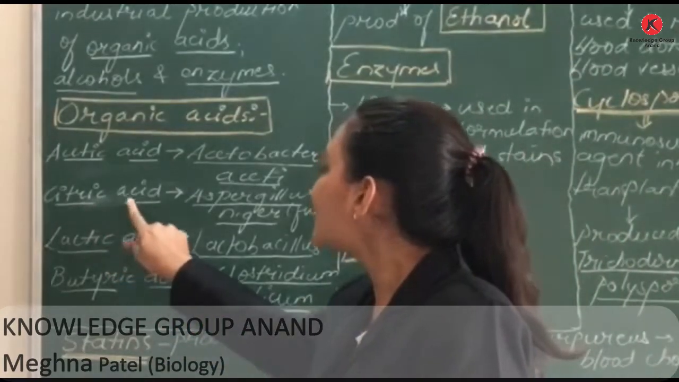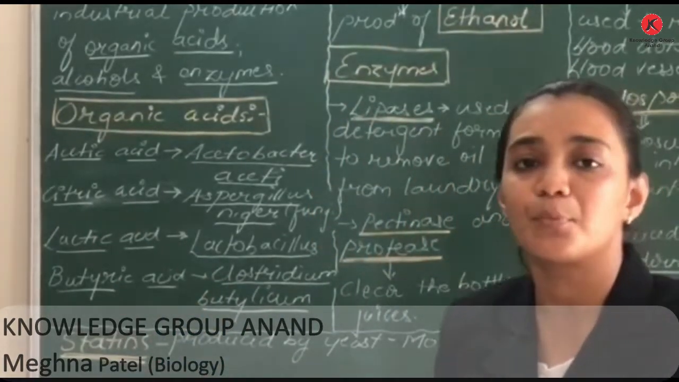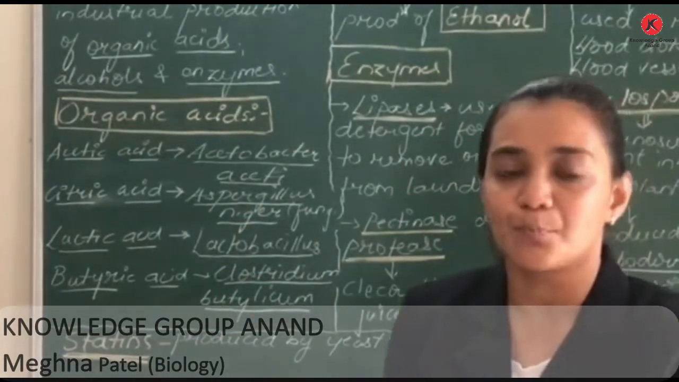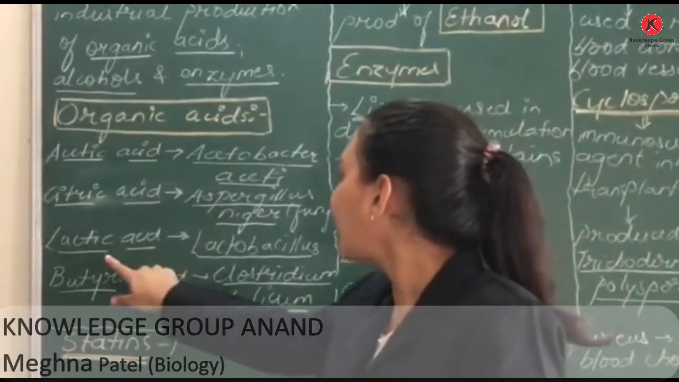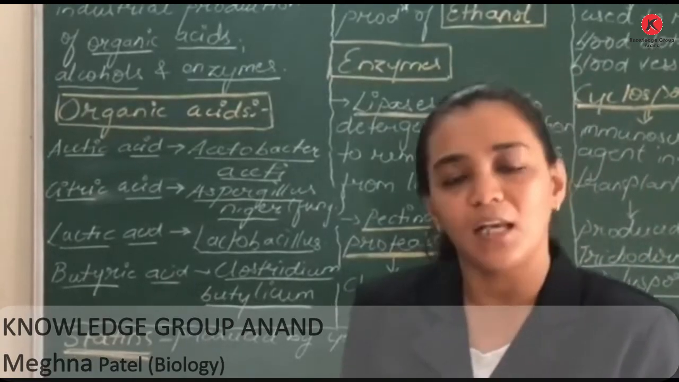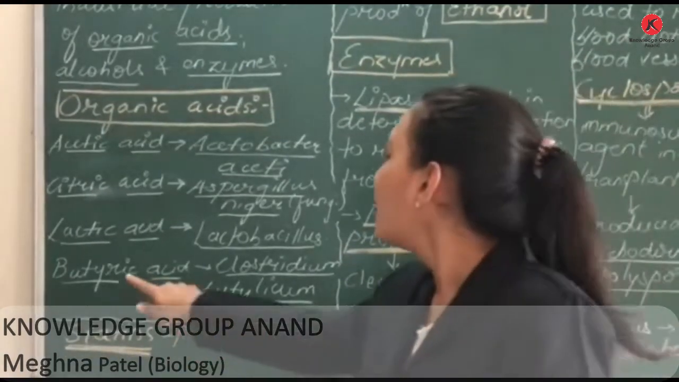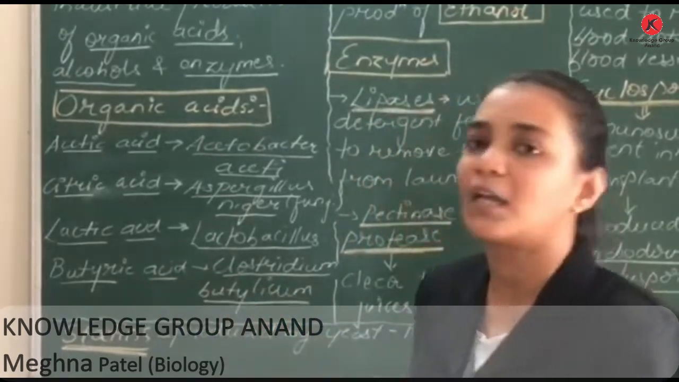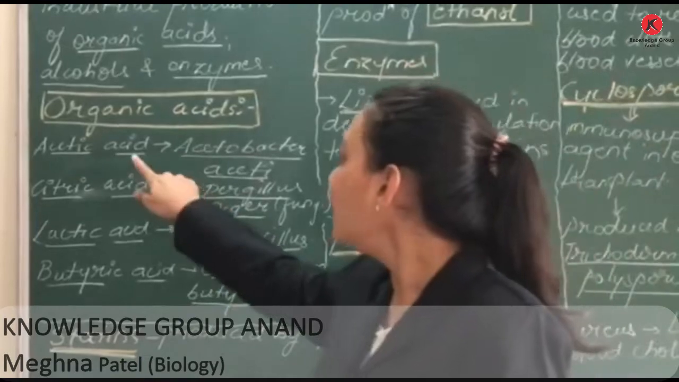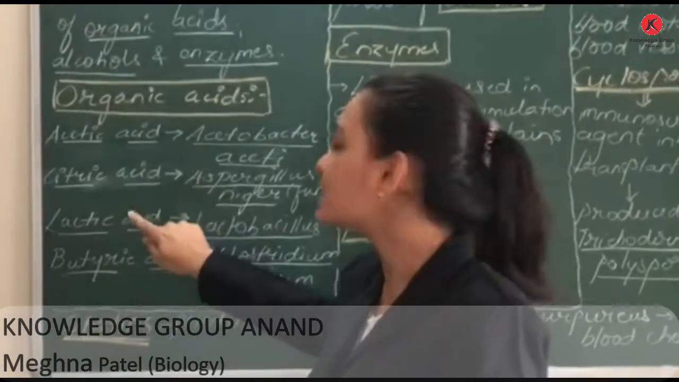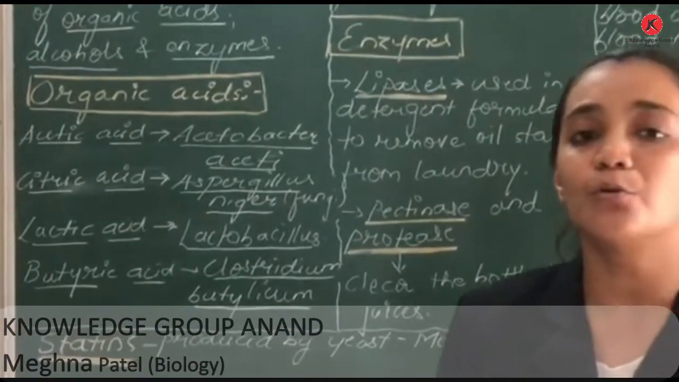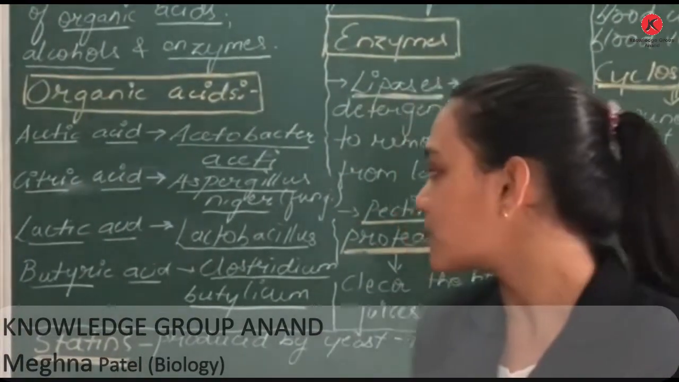Another one is citric acid. Citric acid is produced using a fungus, Aspergillus niger. Lactic acid is produced using Lactobacillus, on a small scale and also on a large scale. Butyric acid is produced using Clostridium butylicum. So we have acetic acid, citric acid, lactic acid and butyric acid, which are produced with the use of different types of microorganisms.